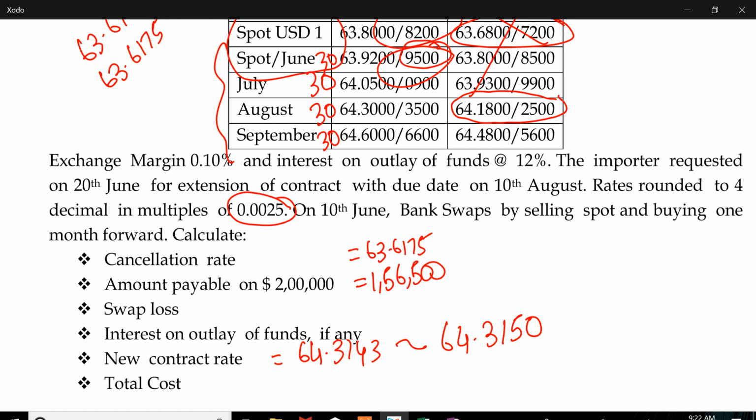Then interest on outlay of funds equal to amount payable by the banker to another bank due to swapping, into number of days of disappearance, by 365, into interest rate.